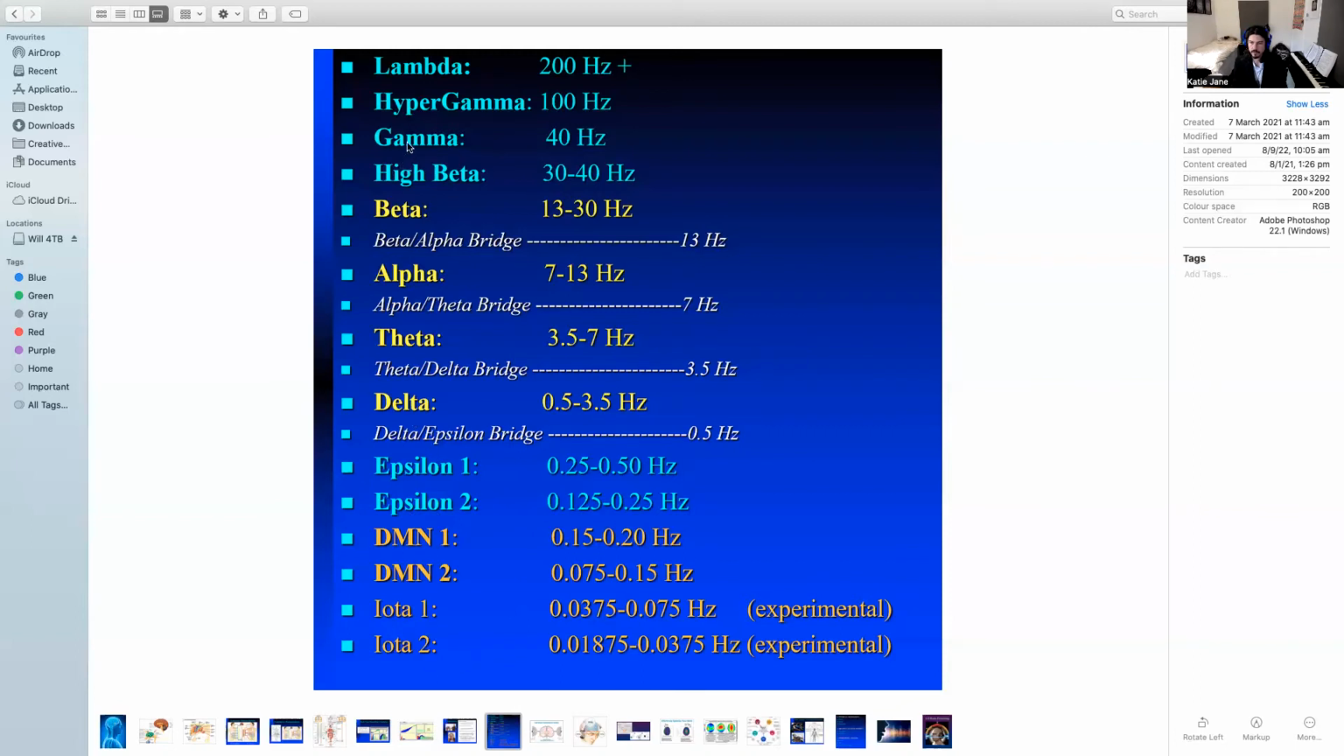But we have gamma, hypergamma, and lambda. Lambda was discovered by Dr. Jeffrey Thompson. Iota and epsilon were also discovered by Dr. Jeffrey Thompson.